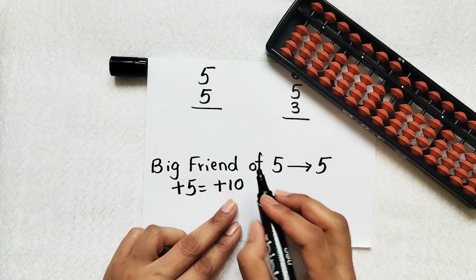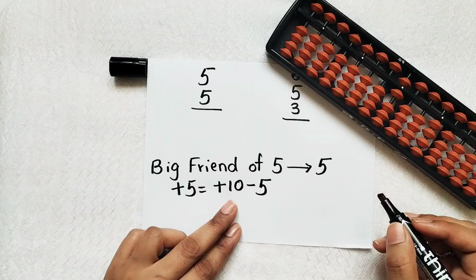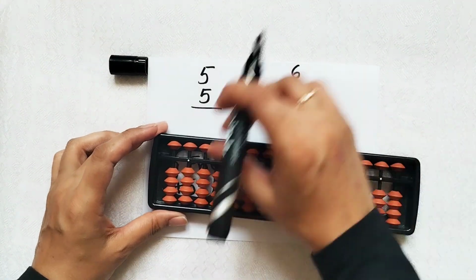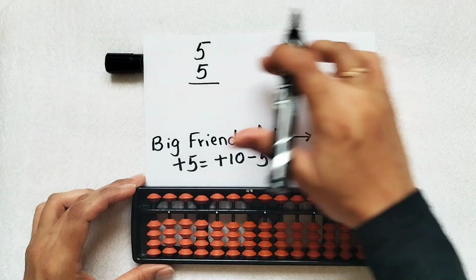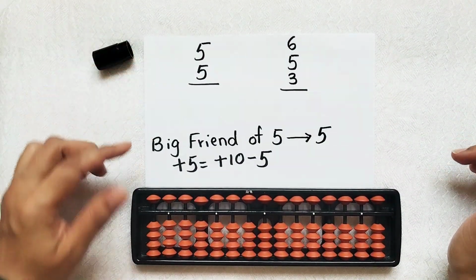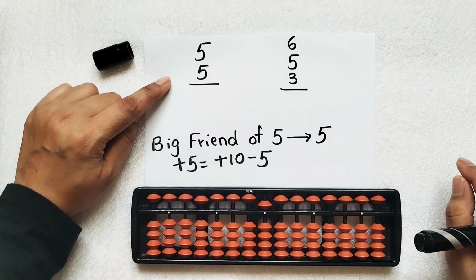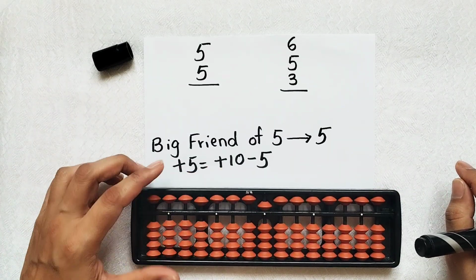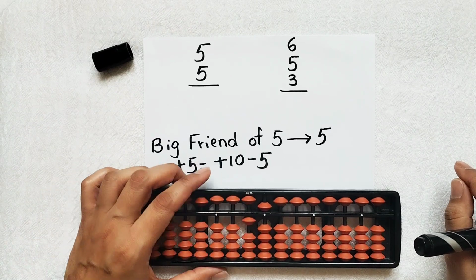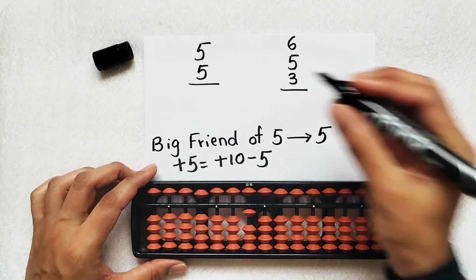Who's the friend of 5? 5. So we less the 5. We less the friend. Okay. Now with the help of this formula, let us solve these two questions. 5 plus 5. Plus 5 is plus 10 less 5. So plus 10 less 5. My answer is 10.